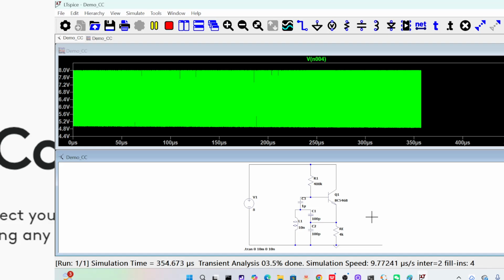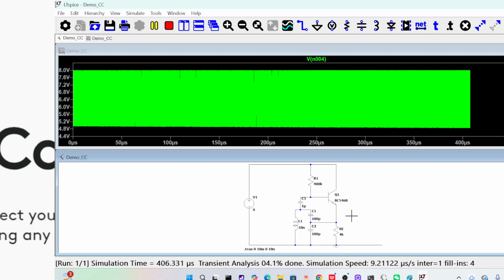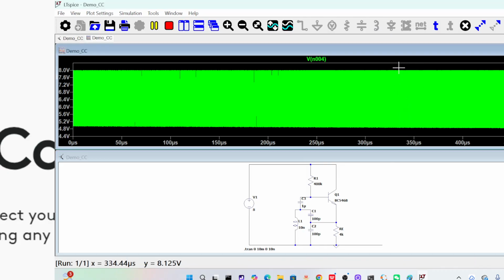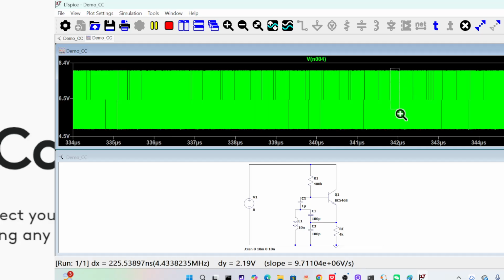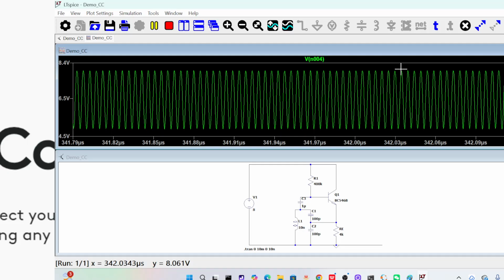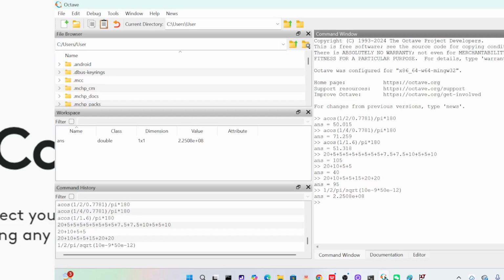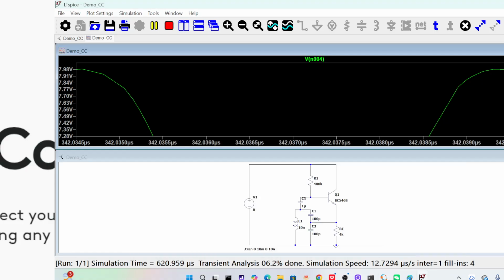Okay, so if you have further questions about this circuit, please let me know by entering your questions in the comment section. For my part, I have already given you this example. Let's check it again. I got 200 megahertz. The simulated value is 200 and the calculated value is 225 megahertz. So it's consistent.